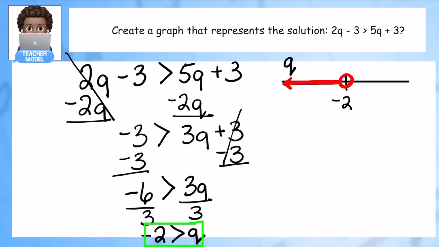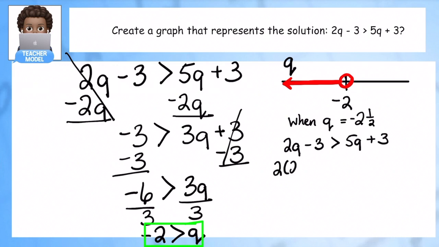So let's try again. I don't mind being too spicy. Let's say q is equal to, let's make it a fraction, negative 2.5. So let's put our original in. 2q minus 3 is greater than 5q plus 3. All right, so 2 times 2.5 minus 3. Oh, remember this is a negative 2.5, so I'm going to have to put that negative sign. 5 times negative 2.5 plus 3.